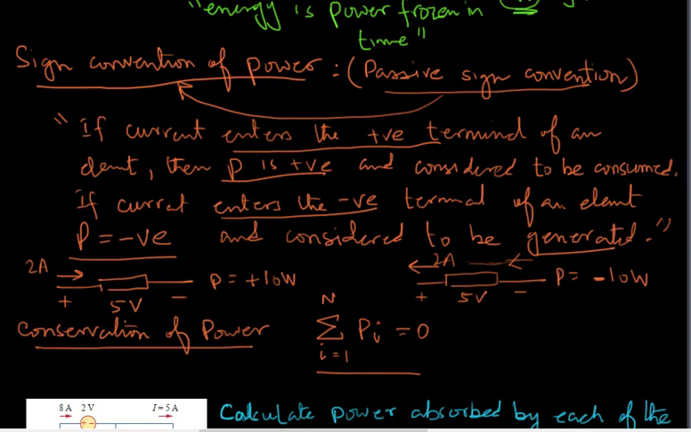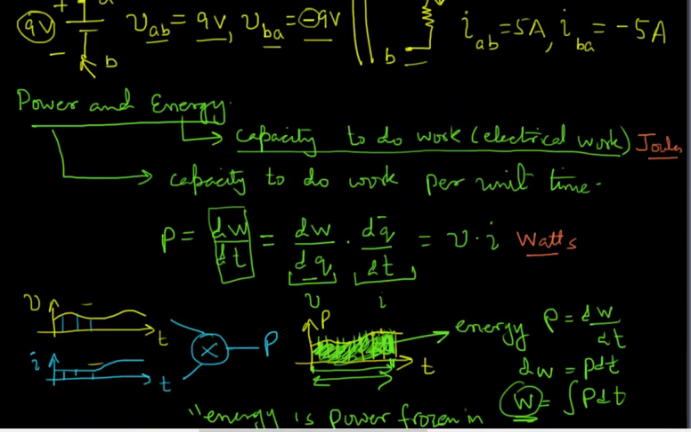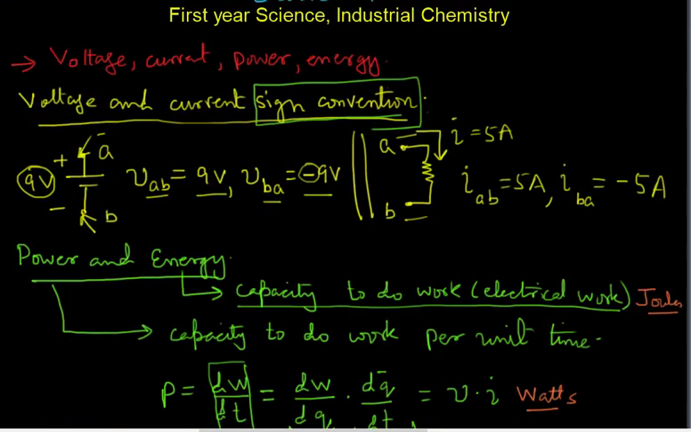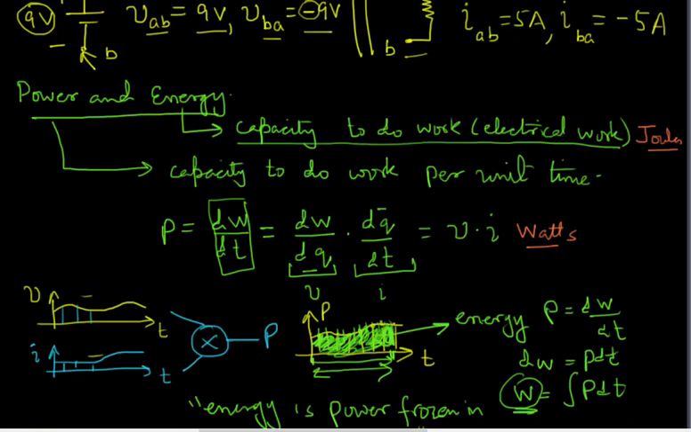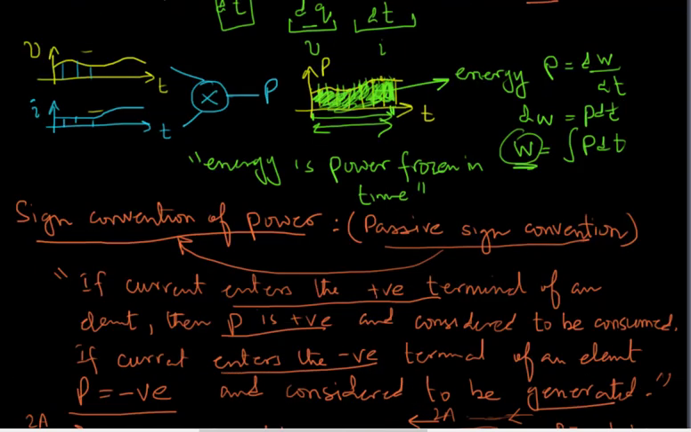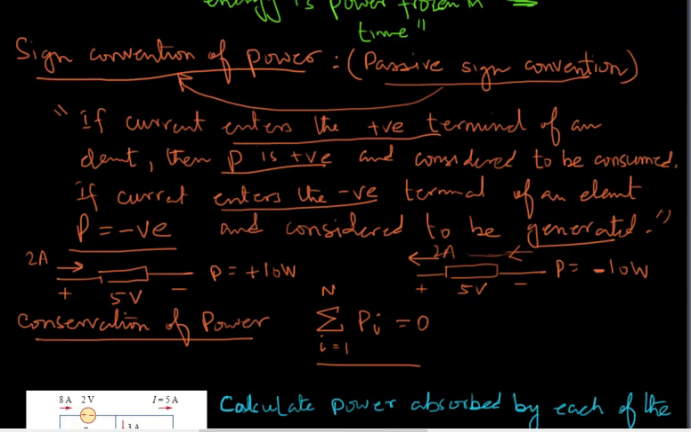So we have quickly talked about voltage and power today. First, we talked about voltage and current sign convention. Then we talked about power and energy. And now we were talking about sign convention of power and conservation of power.